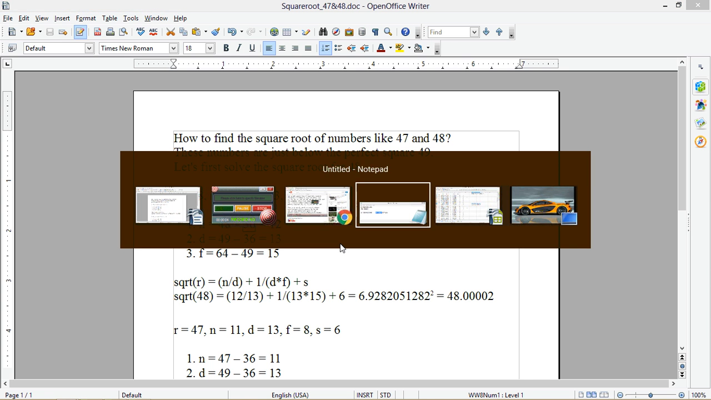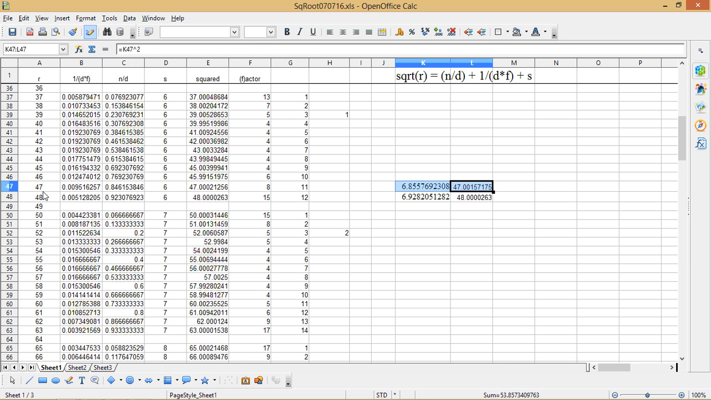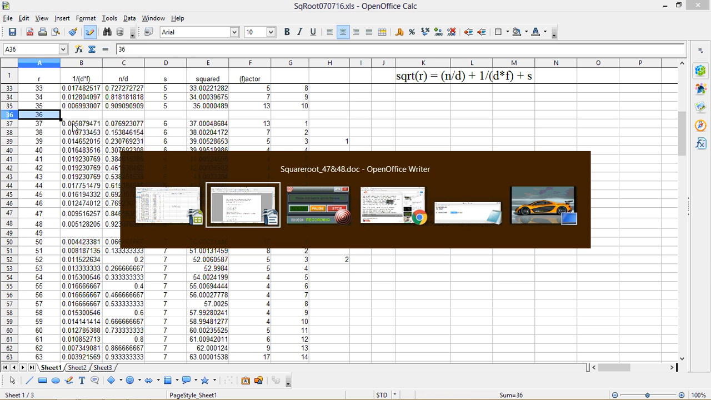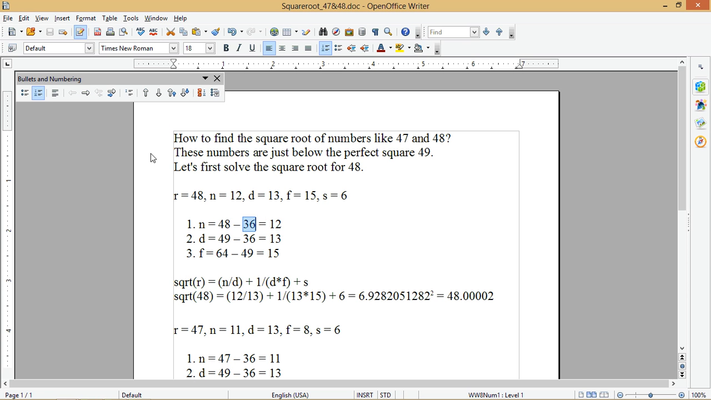Let's look at the spreadsheet real quick. So here we are. We're trying to get the square root for this number here, 48, correct? The perfect square below that is over here, 36. Okay? So we're trying to get 48, and the perfect square below it is 36. So that's where 36 came from. What is 48 minus 36? It's 12. So that's how N is assigned the numerical value of 12.